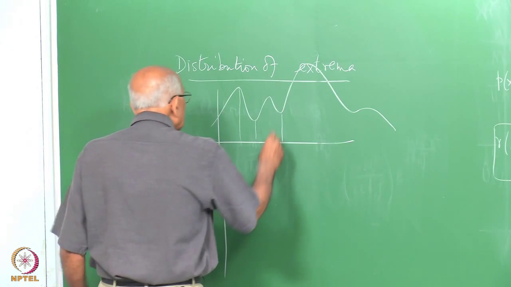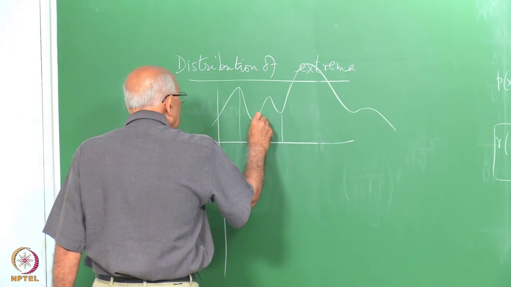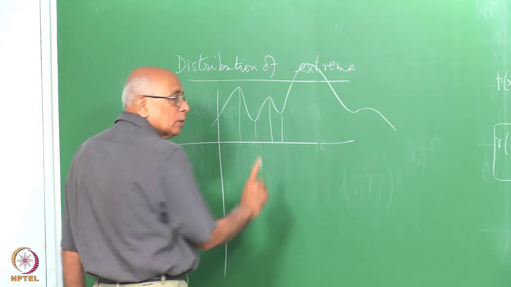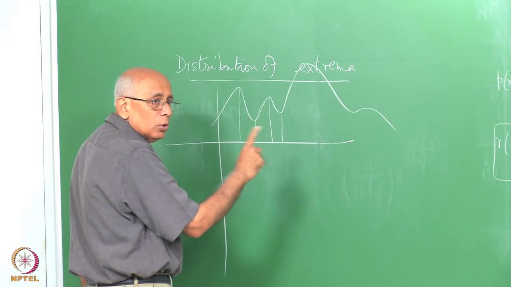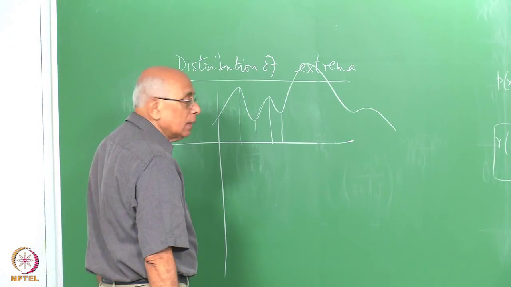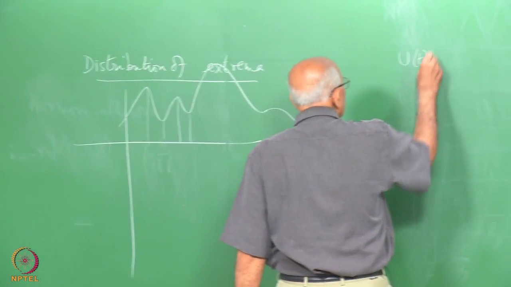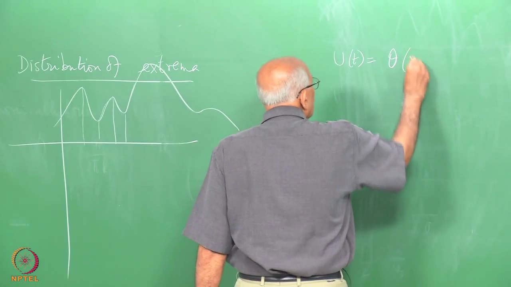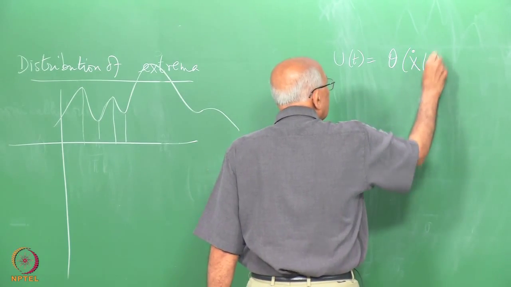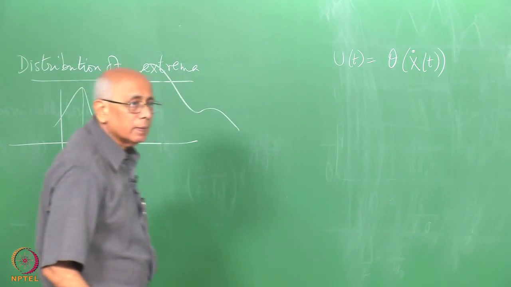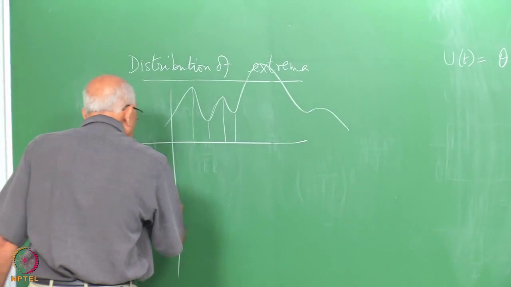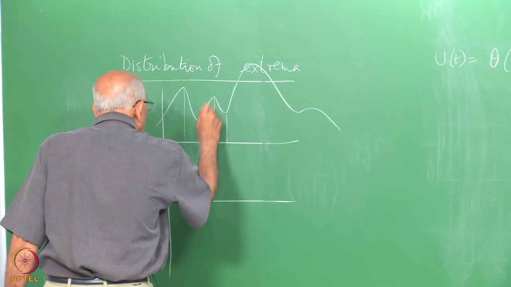So I do the same thing as before. I say, look, from a minimum to a maximum, the slope is positive. The slope is 0 at extrema. So I now construct u of t to be equal to theta function of x dot of t. So I am trying to find out the statistics of all these segments here.